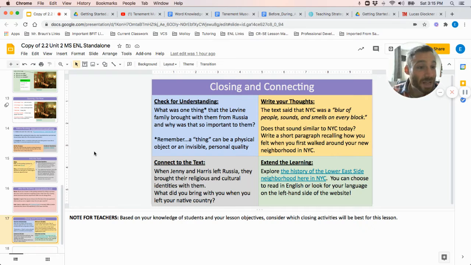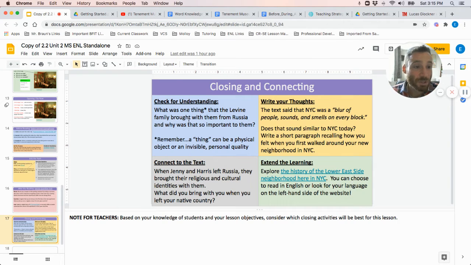Finally, there's a number of possible closing activities that teachers could use. There may not be enough time for all of these activities, but teachers could choose which ones they feel would be best for their students. One is a check for understanding, where students could share information about a thing that they brought from their home country to their new life here in New York. This thing does not have to be a physical thing, but it could be a tradition or an aspect of their native culture that they wanted to keep with them.